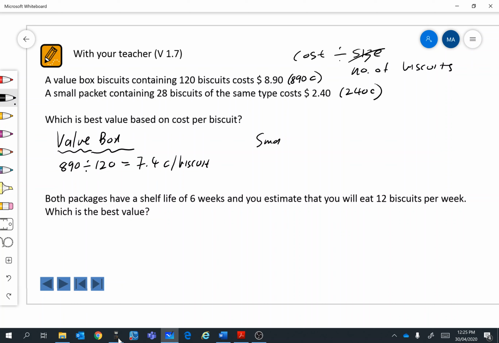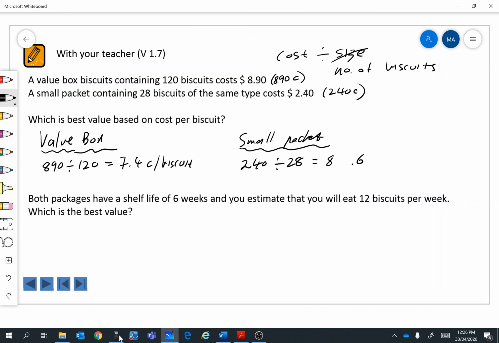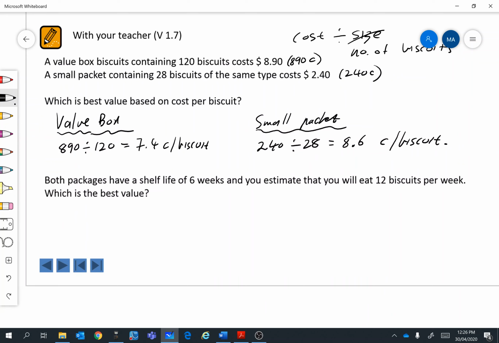The small packet. Okay, so this time we've got 240 and we're dividing that by the number of biscuits, which is 28. So 240 divided by 28 is 8.6 cents per biscuit if we round to one decimal place. Okay, so clearly the value box is better value because it's 1.2 cents per biscuit less. So the value box is the way to go.